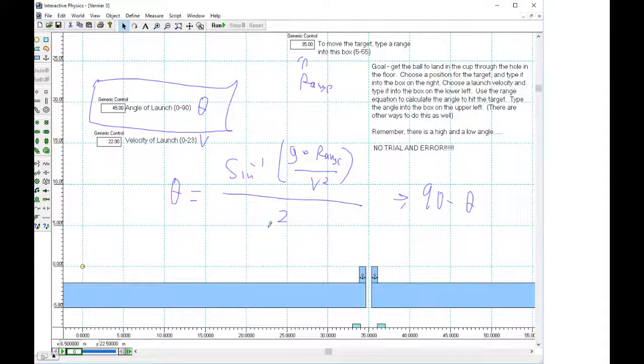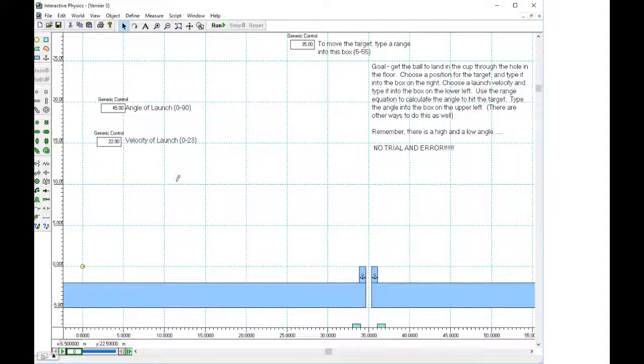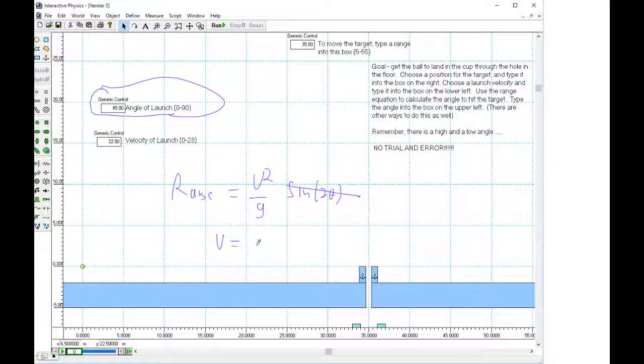And then, of course, the third way to do it: if range is equal to v squared over g sine of 2 theta, you could just pick an angle, say 45 degrees. If you pick 45 degrees, the sine term goes away, and then v is just equal to the square root of g times range. So there it is. Whatever that is, just calculate that thing, set her at 45 and fire away.